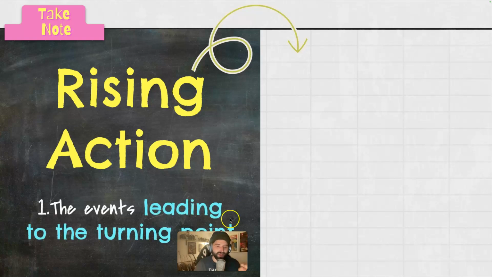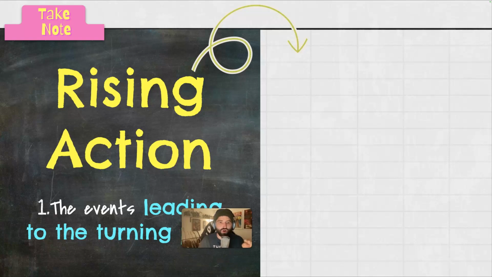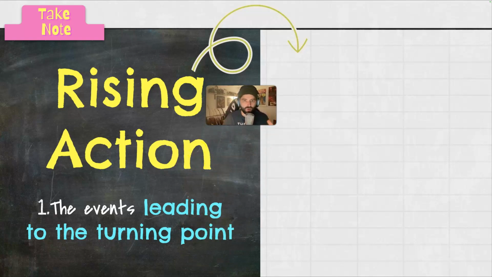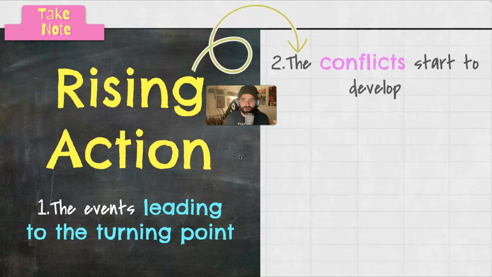Now with rising action, this is the events leading to the turning point. So the turning point of the story is the climax. We're going to talk about that here in a second. So this is where the conflict starts to develop.